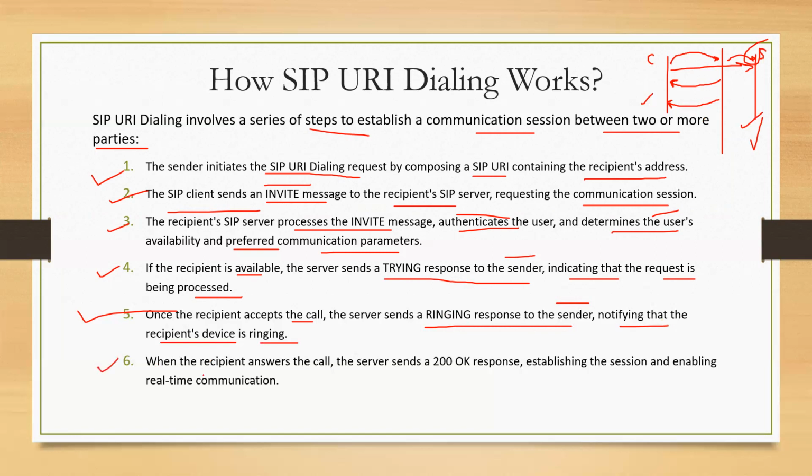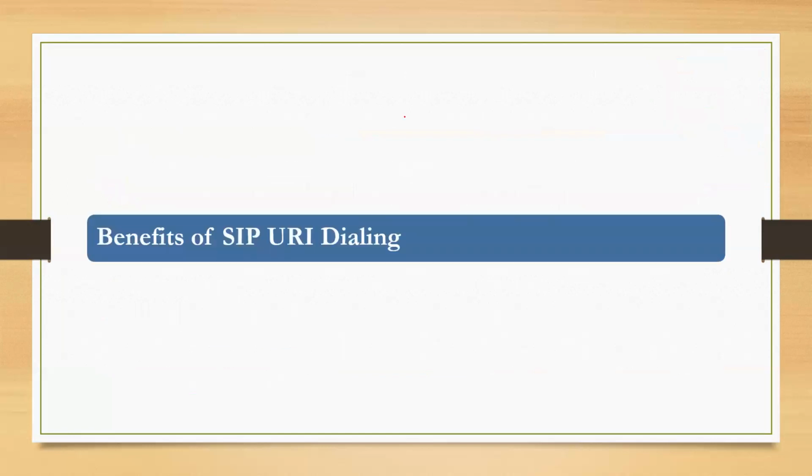And the next step, when the recipient answers the call, the server will send a 200 OK response. Now this server will send 200 OK response to this client as well. Recipient answers the call, server sends a 200 OK response. That means establishing the session and enabling real-time communication. As soon as they respond, 200 OK will be there and the acknowledgement will be there, and then the RTP session will be established between these two parties, the client and the server, or I can say the sender and the recipient. This is how your SIP URI dialing, or a normal SIP communication, happens as well.